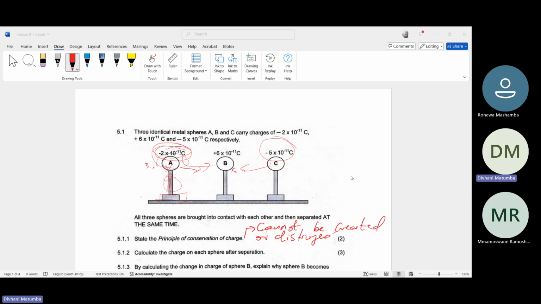You're talking about electrons. Electrons are the ones that are going to move from sphere A to B. Because if you use the terminology that you're using, they may not give you marks. If you say the sphere A moved to B, that's incorrect. Yes, so we talk about electrons. Ronel, do protons move?